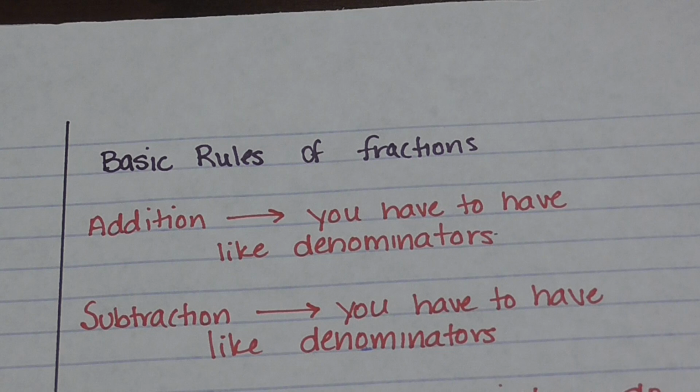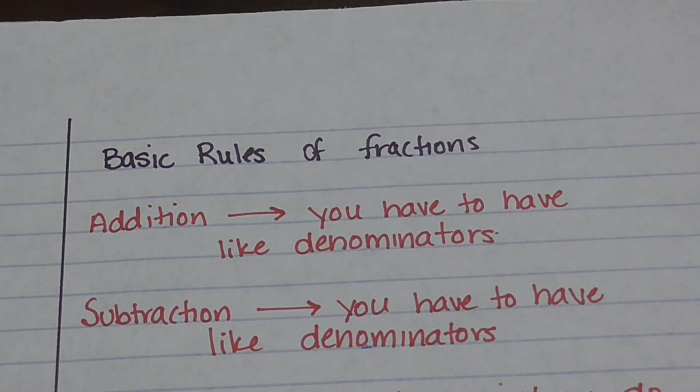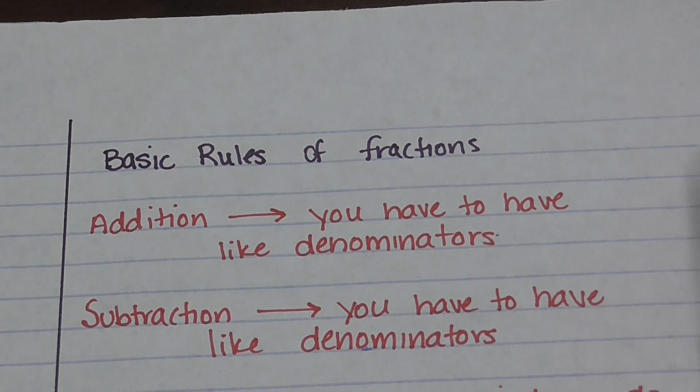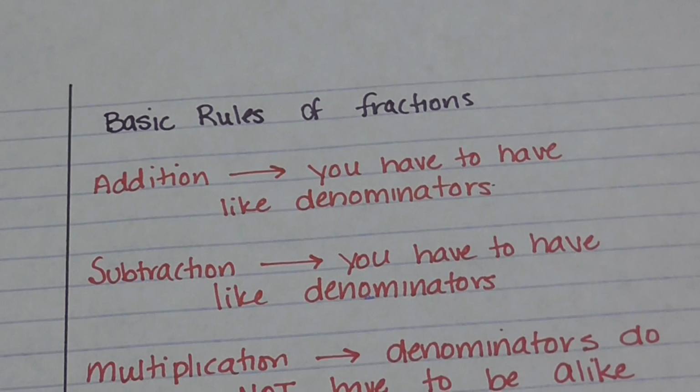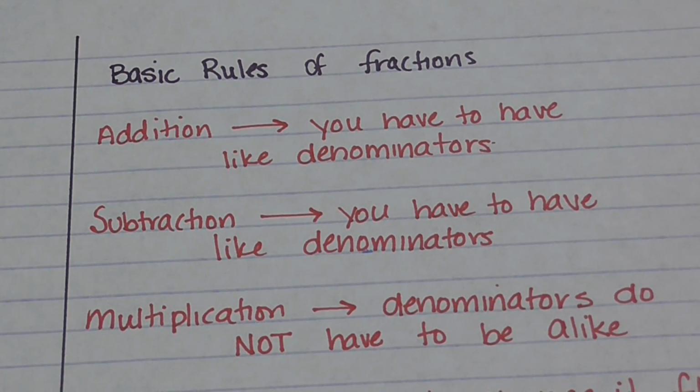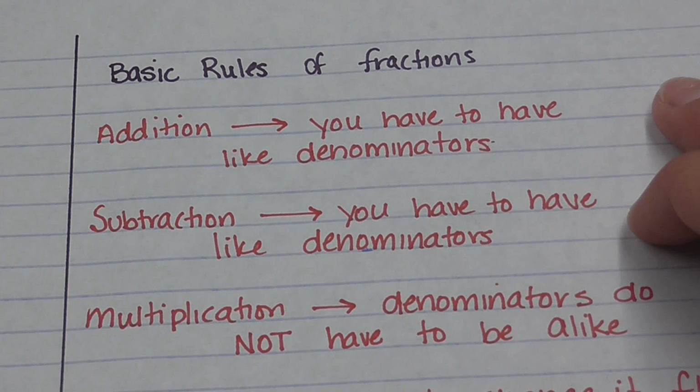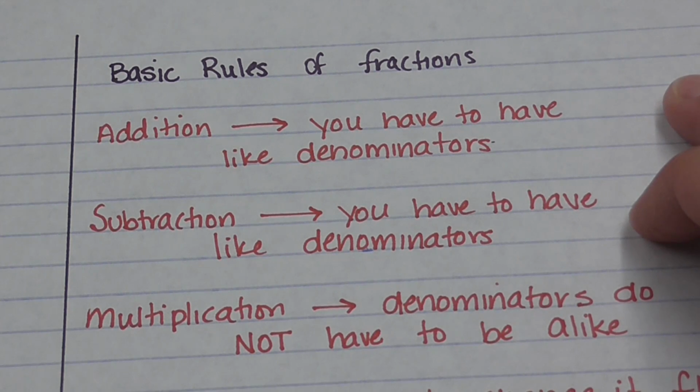All right, so basic rules of fractions. Let's switch gears a little bit. Nobody likes fractions. I know, it's okay. All right, in addition and subtraction, you have to have like denominators. Multiplication, you don't have to have like denominators. You multiply straight across. But these two, addition and subtraction, you have to get those like denominators first.